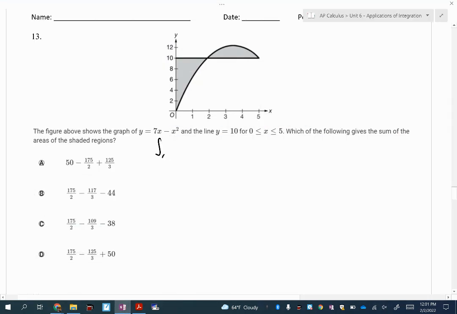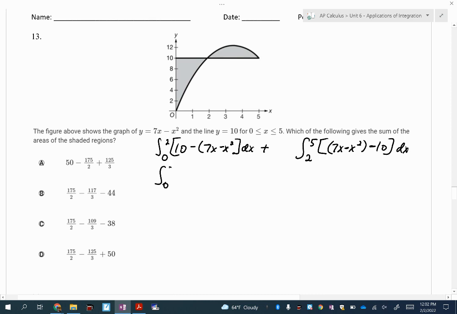So from 0 to 2, it's 10 minus the quadratic of 7x minus x squared, all of that dx, plus the integral from 2 to 5 of the quadratic, minus the line dx. Okay? So take your time on this. It's going to take a little while to get all this.